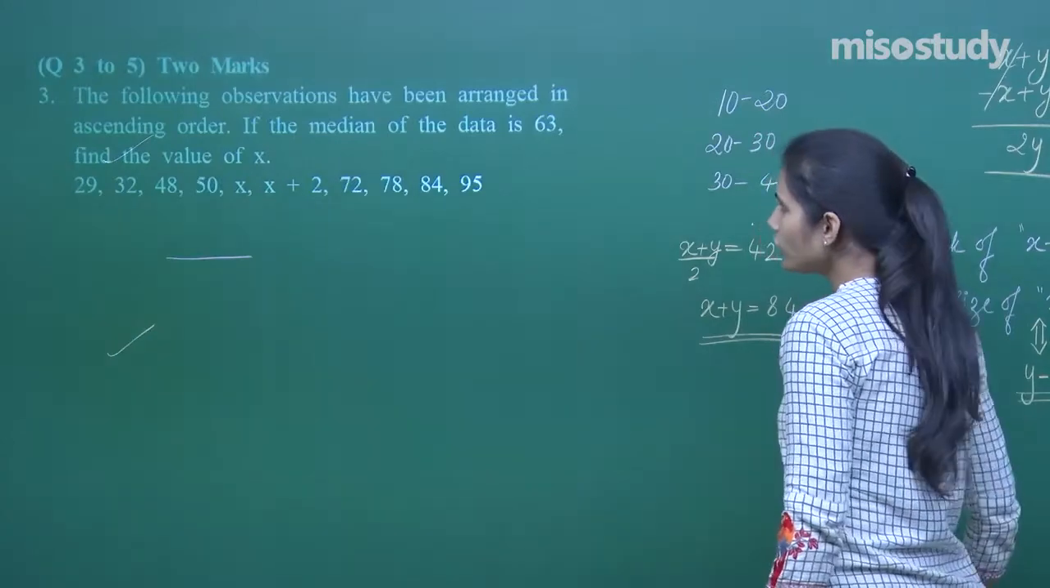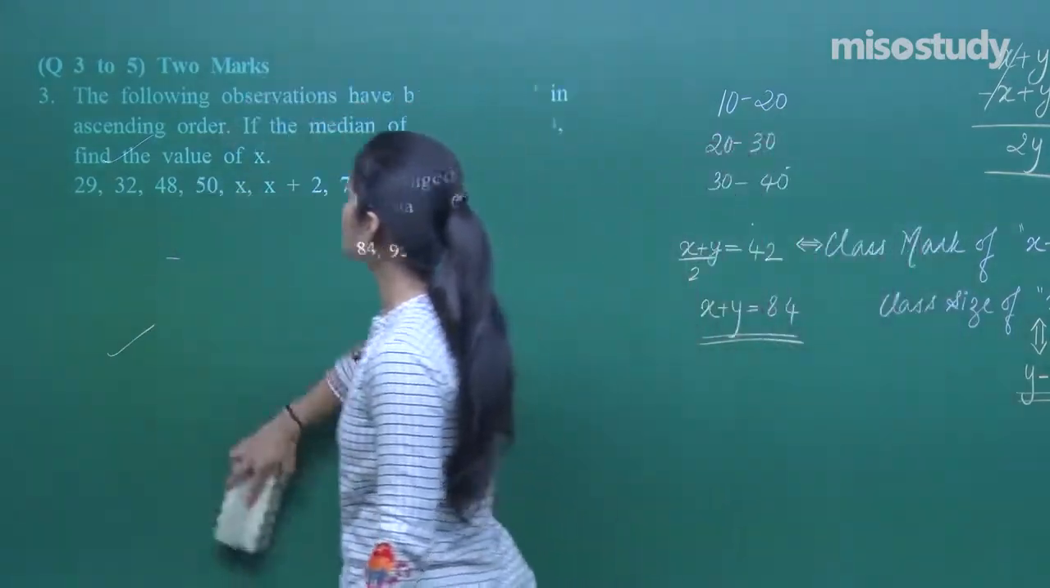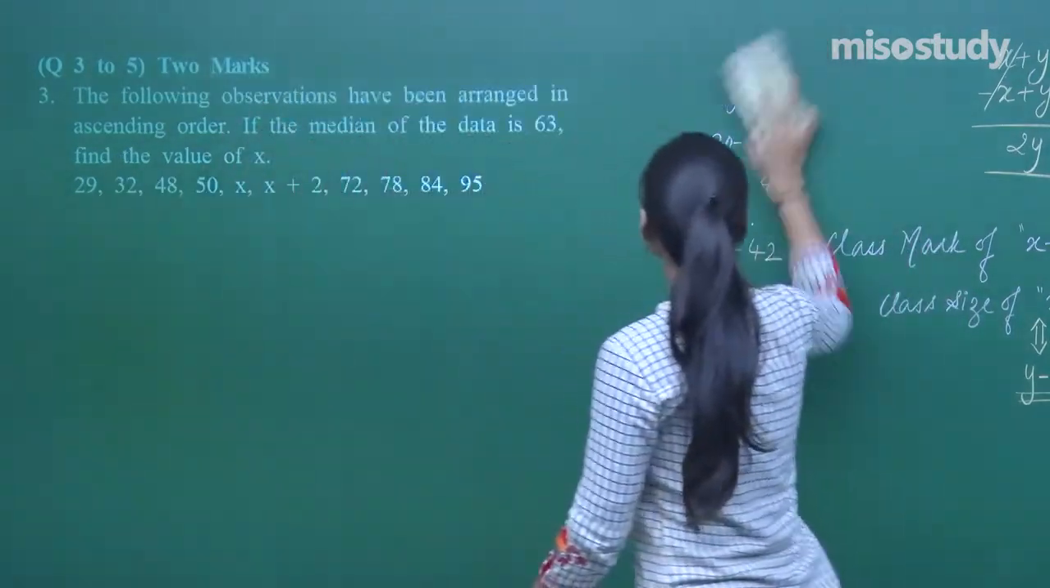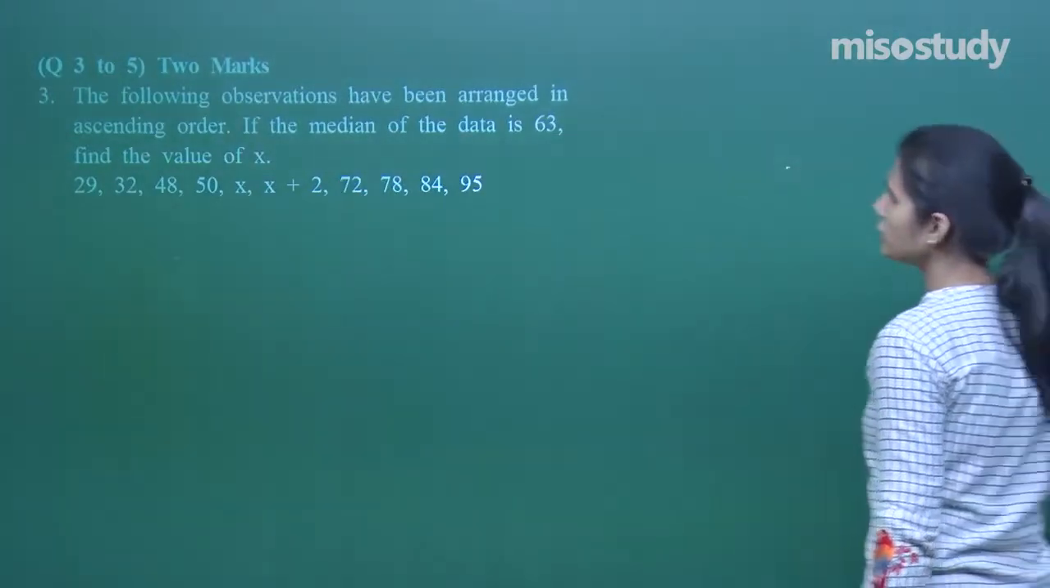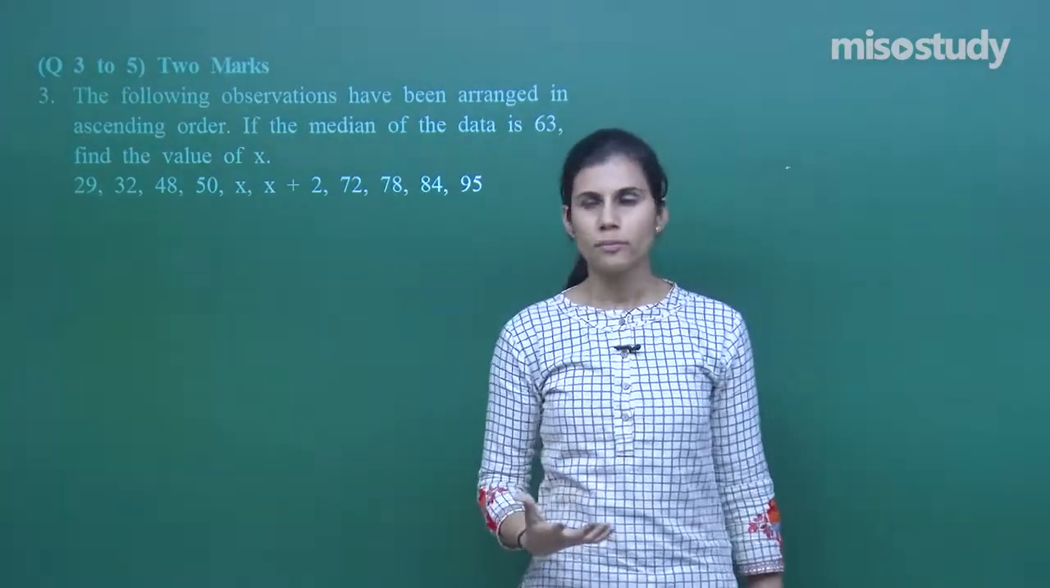It says that the following observations have been arranged in ascending order. So the observations given to you have already been given to you in an arranged fashion in the ascending order format.